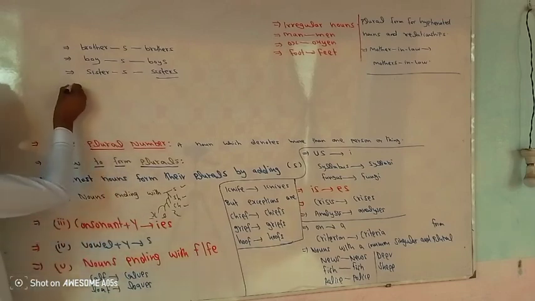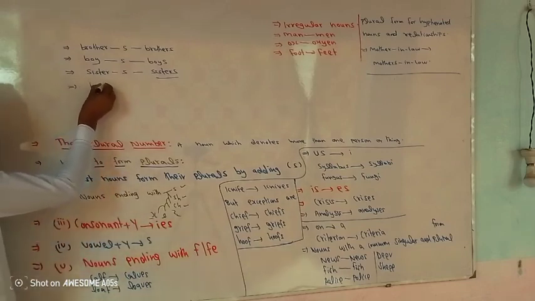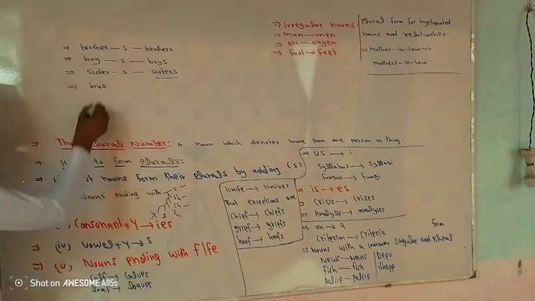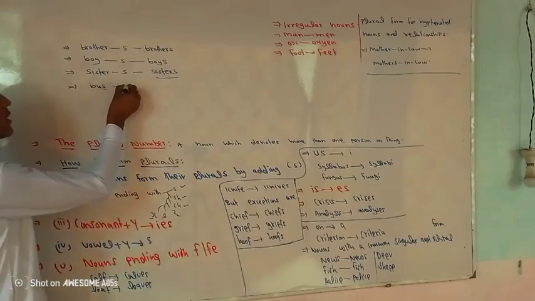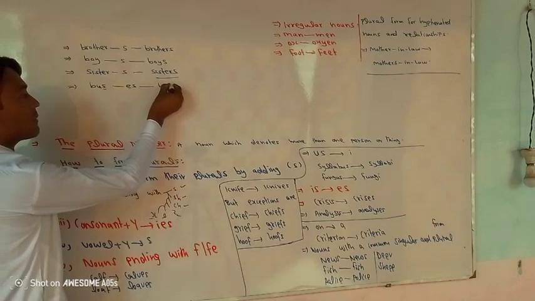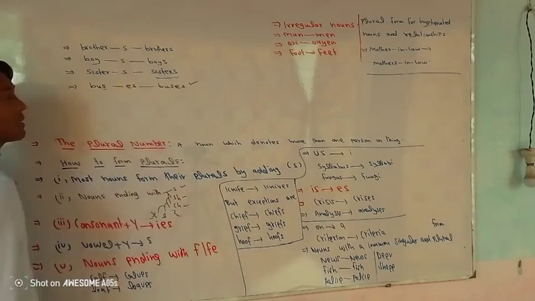Like for example, I say bus. So bus is what? Bus is singular. And here is s. So we will add what? We will add es. That will be converted to buses. We can simply call here buses. It becomes what? It becomes plural.